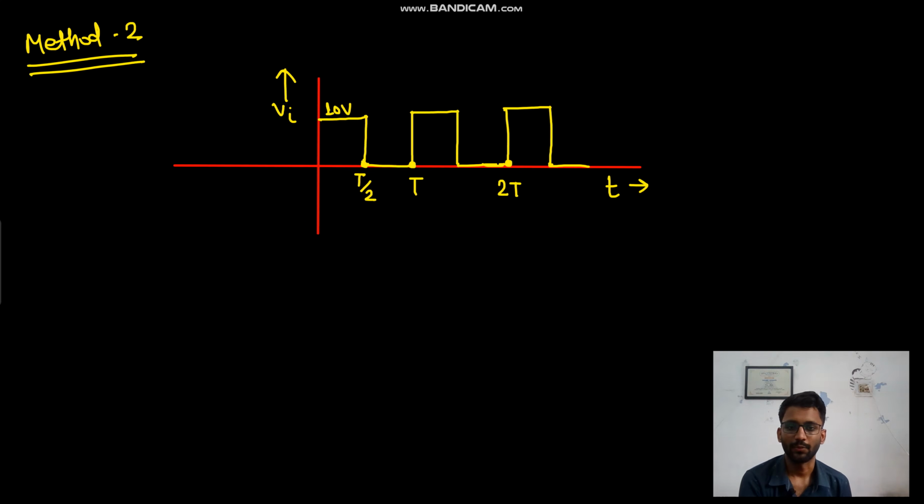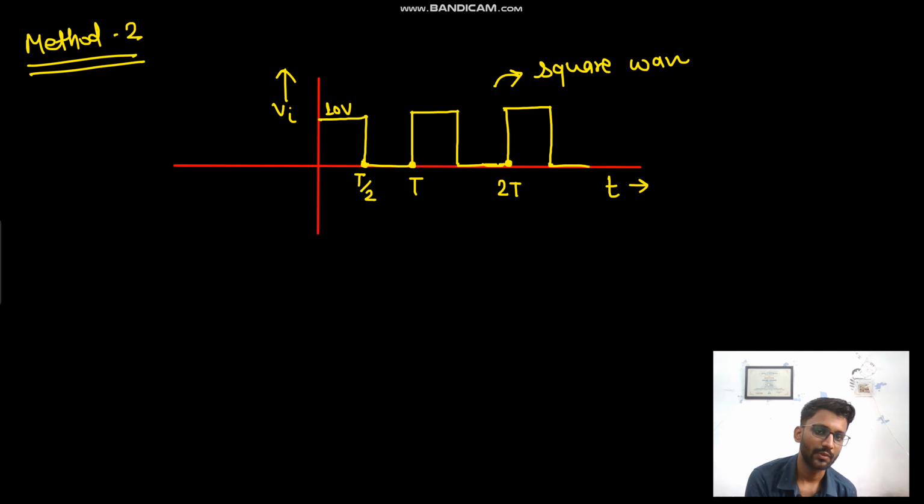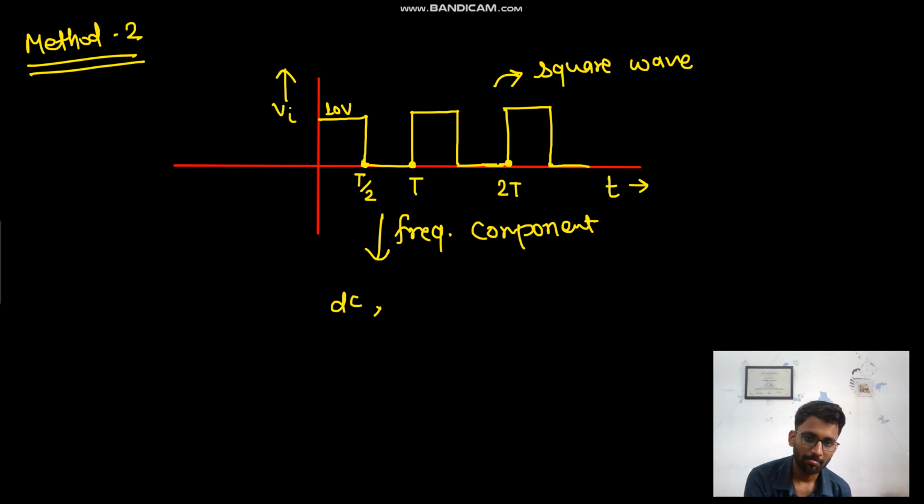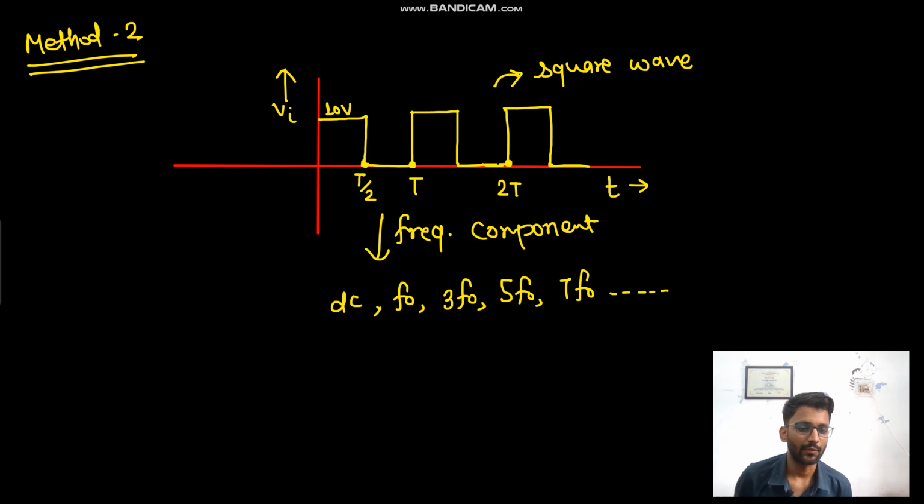Method 2. So for method 2, this was the input waveform, right? And this input waveform is a square wave. And what are the frequency components a square wave has? It will have a DC, f naught, 3f naught, 5f naught, 7f naught and so on. So all these frequency components this waveform will have.